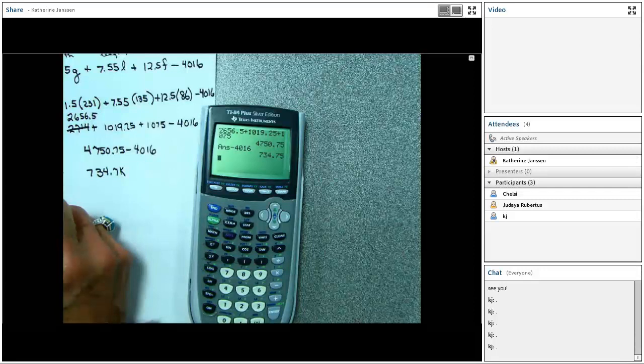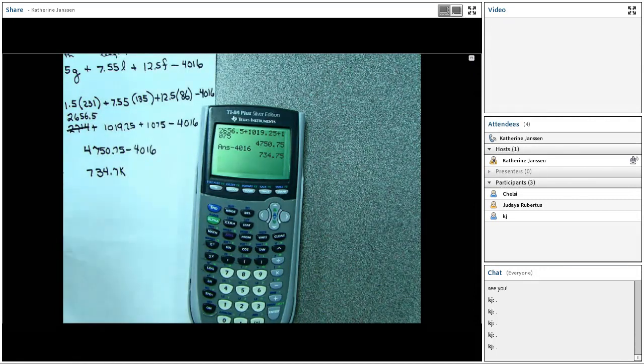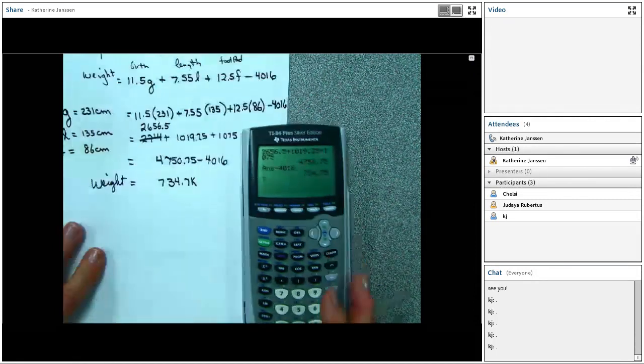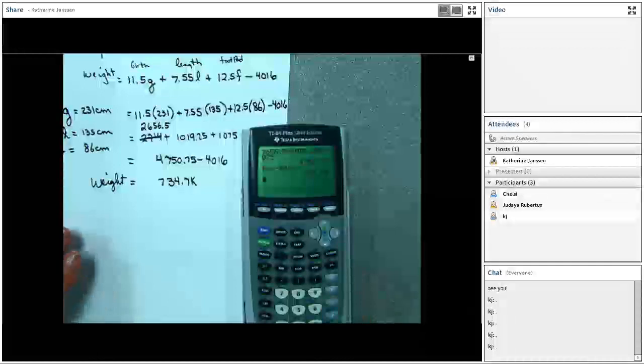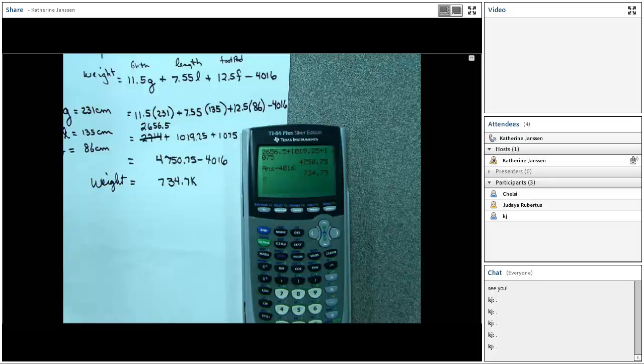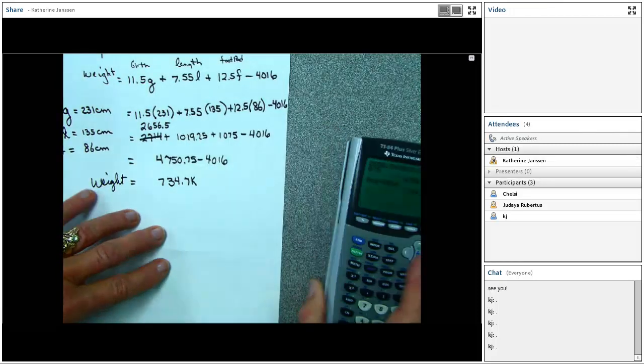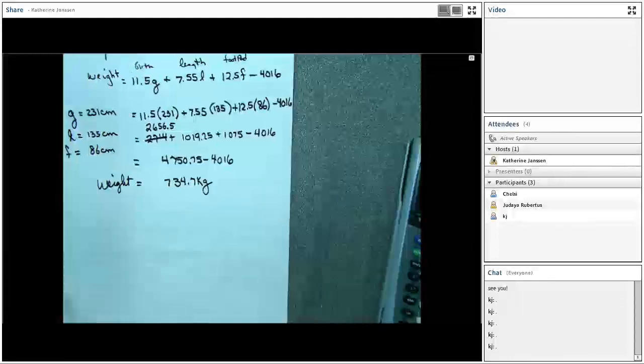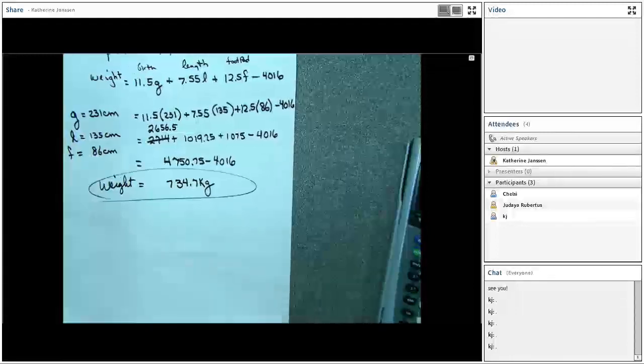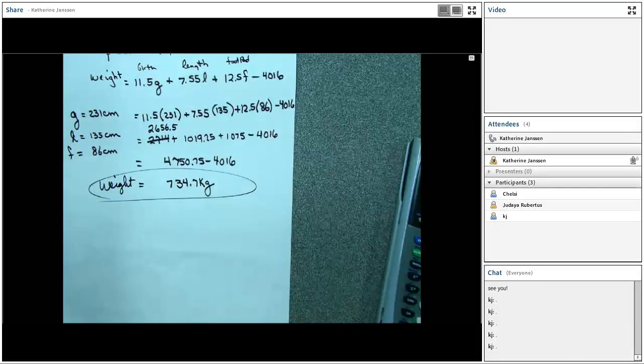So the weight of our elephant with these particular measurements is 734.7, and we're measuring in kilograms. Careful substitution into a working polynomial.